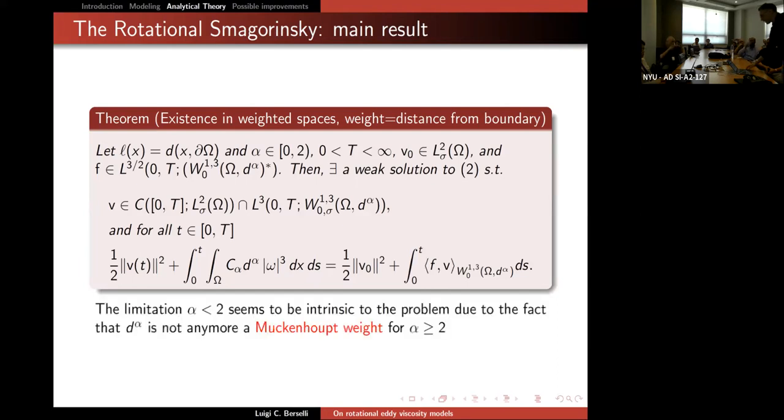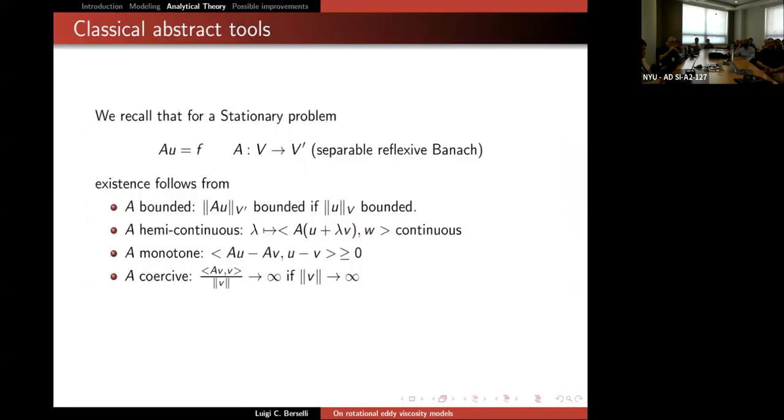this becomes non-trivial. And the limitation that alpha, this power, is smaller than 2 is related to the fact that this is not a Muckenhoupt weight when alpha is equal to 2 or larger than 2. Yes, this is harmonic analysis. Yes, this is why things are required this way.